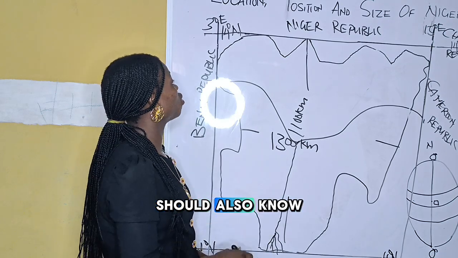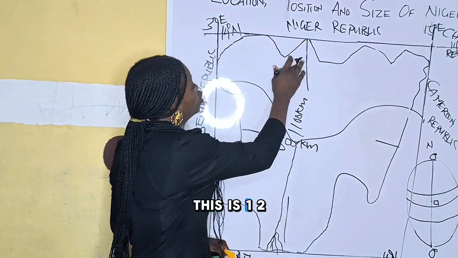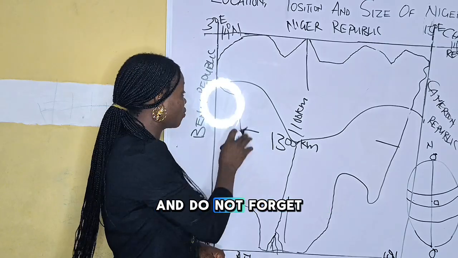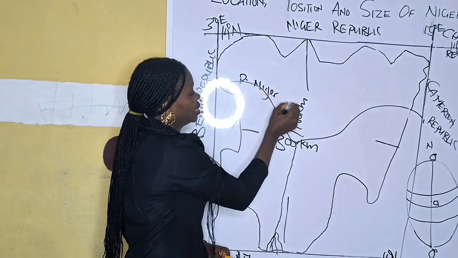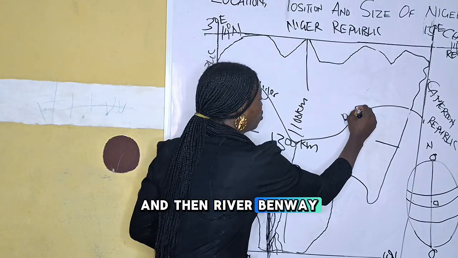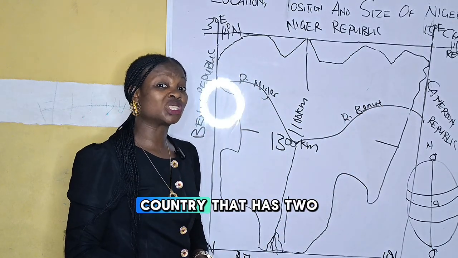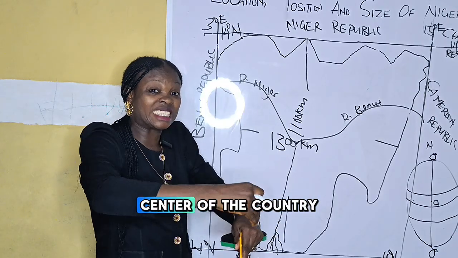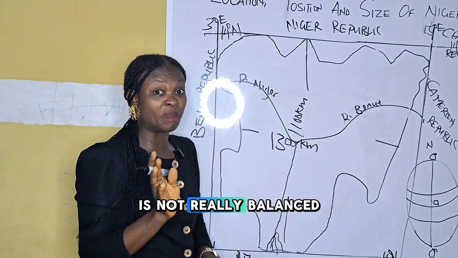Now, one thing you should also know when you are sketching map is that it has 4 edges. This is 1, 2, 3, 4. So put that into consideration, and do not forget to always put River Niger and then River Benue. The reason is this: Nigeria is the only country that has 2 major rivers meeting almost at the center of the country. So this one will help you, even if your map is not really balanced.